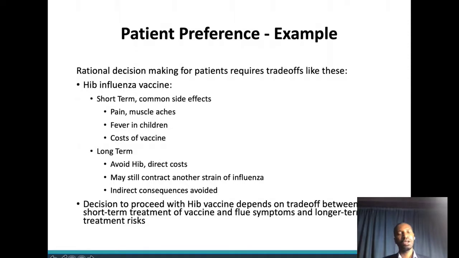Here's an example. Rational decision-making for patients requires trade-off, like the following. If we're thinking about HIV influenza vaccine, then we could think about short-term common side effects, such as pain, muscle aches, fever in children, or cost of vaccine. But if we're thinking about the long-term effects, we can think about the avoidance of HIV and the direct costs associated with it. And we may still contract another strain of influenza if we vaccinate. And there are some of the indirect consequences that are avoided.